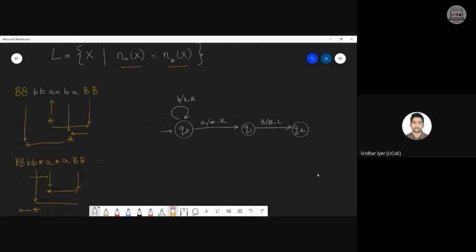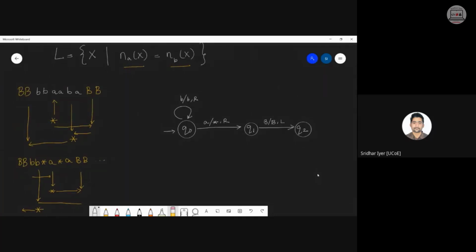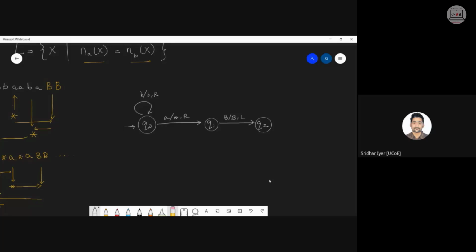What is Q2? In Q2, we are trying to find a small b, right? So we will search for the small b. Small b will be replaced with again a star, and we will keep moving to the left until we reach the Q3 state. In Q3 state, this is nothing but your comeback state, right? So we will go up to the blank, keep it as blank, and then start moving to the right. This is where our machine restarts.